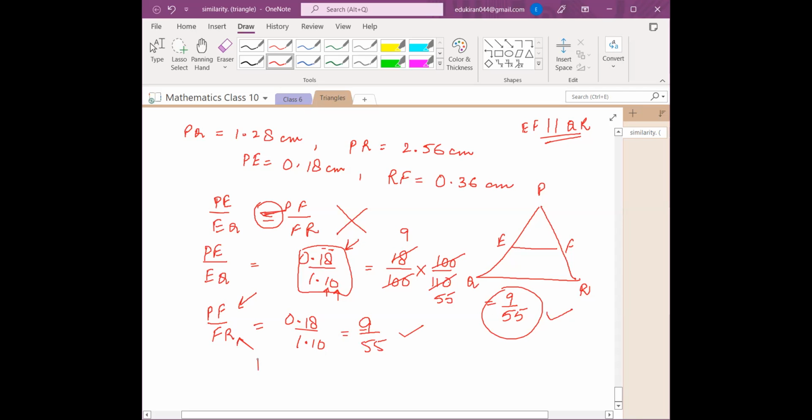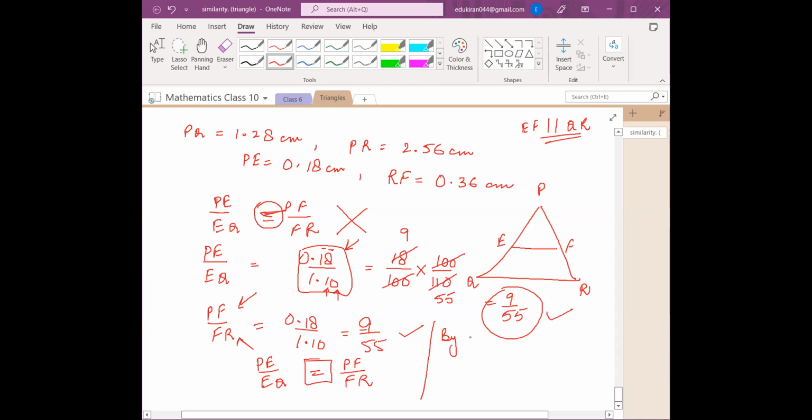So now you can write that PE upon EQ is equal to PF upon FR because we have already checked. So here we can put this equal to sign. Getting the point? And in the end also you are writing it's equal, so EF is parallel to QR. Why? There's no mention of theorem. You will lose marks. Mention by which theorem it is parallel.